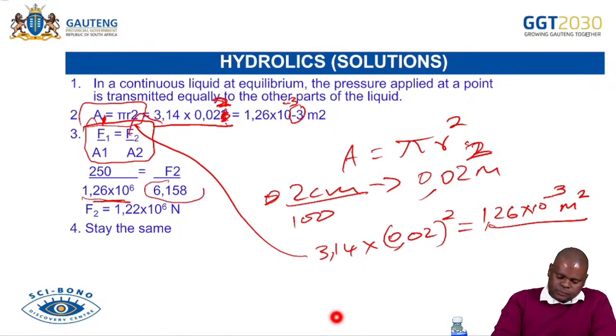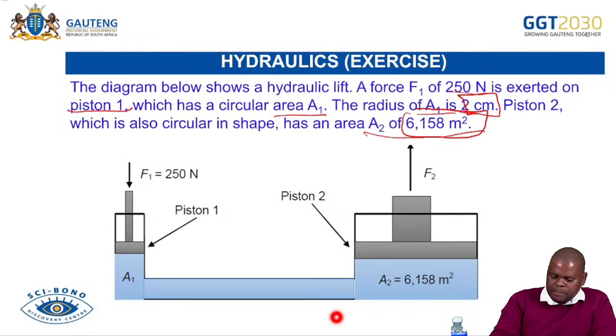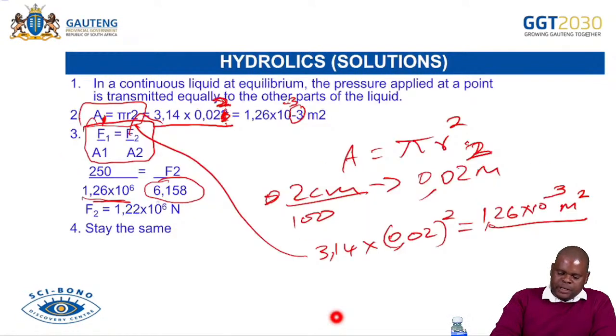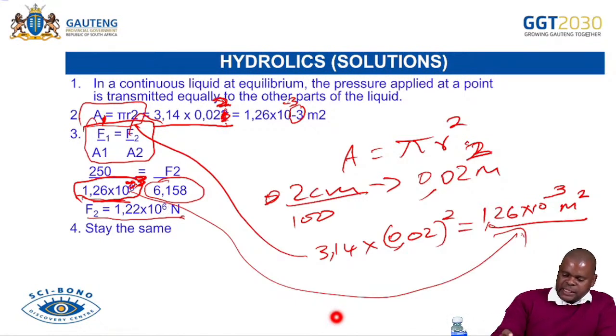Okay, this is what is given to us. This is the area of the bigger piston. And then this is the area that we got from here. Are we together? And excuse the 6, it's supposed to be -3 there. Then by using the calculator, we got the answer to be 1.22 times 10 to the exponent 6 newtons. Are we together? Then how do we get that? This is how we got it.